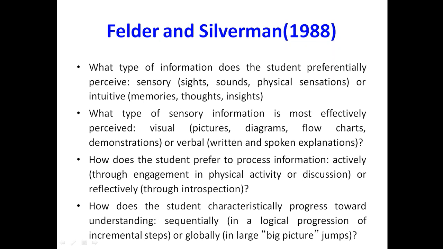Then the third question was, how does the student prefer to process information? Does he prefer the incoming information and actively engage with that information? That means either he discusses that information with others or he indulges in a physical activity by applying it and seeing the result of that activity. Or he tries to reflect, introspect, and find out the inconsistencies. So they classified, on the basis of processing of information, into two: active or reflective.